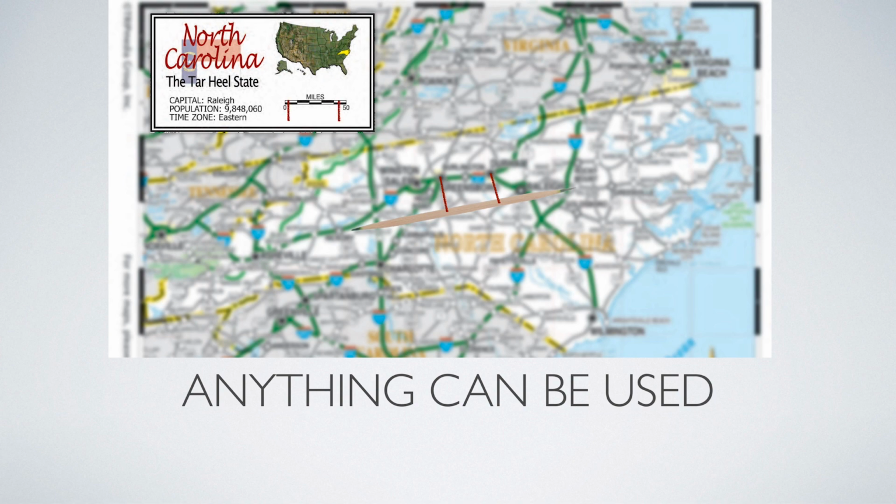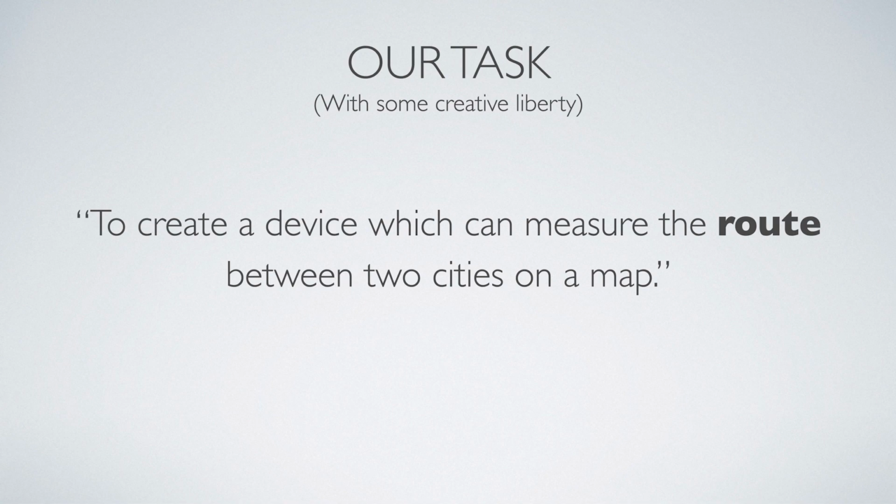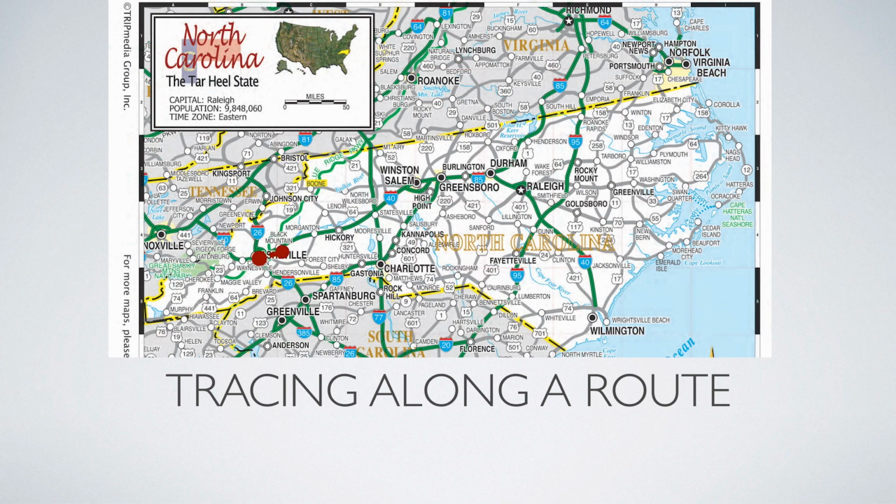It's pretty simple stuff. So to make this challenge a little bit more interesting, we decided to create a device which can actually measure the route between two cities on a map. As you can see, while we're trying to trace the distance between these two cities using the roads, we have sections of the road that are curved, we have sections that even turn corners, and sometimes they'll even double back on themselves. So what we need to be able to do is measure all of the straight sections of the road and tally them together, and this will give us our final distance between two cities using a route.